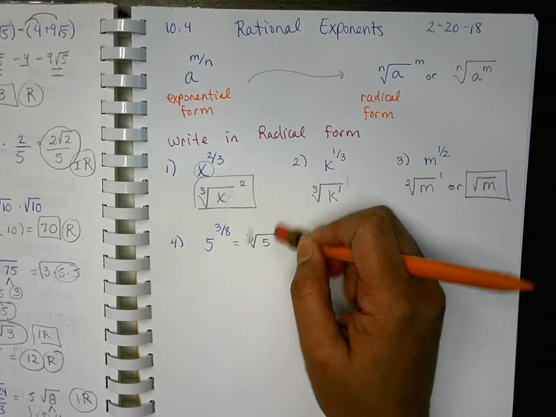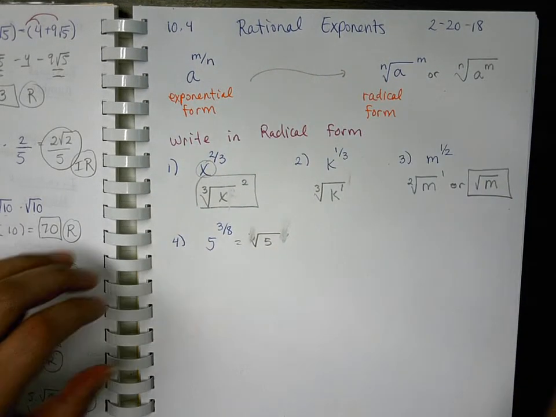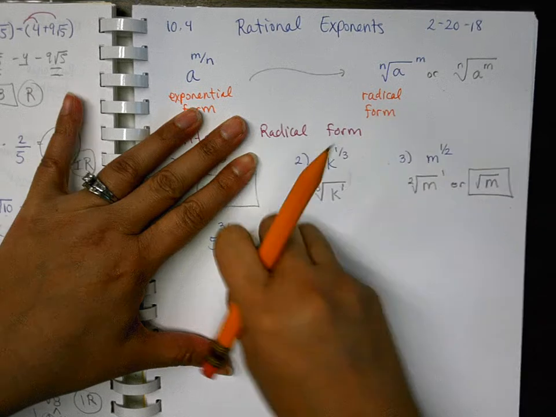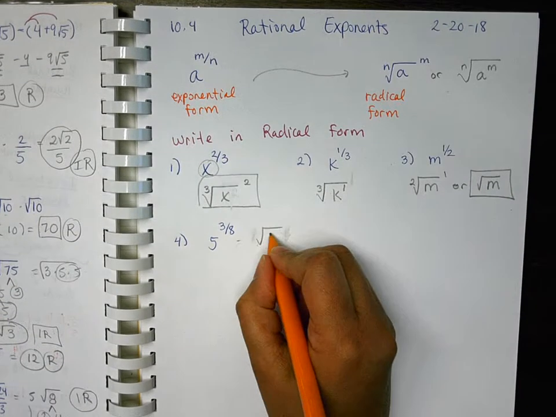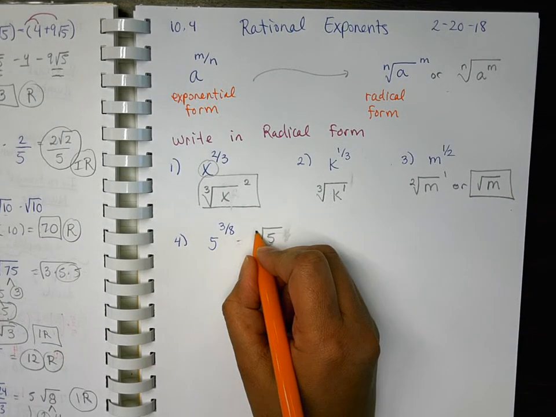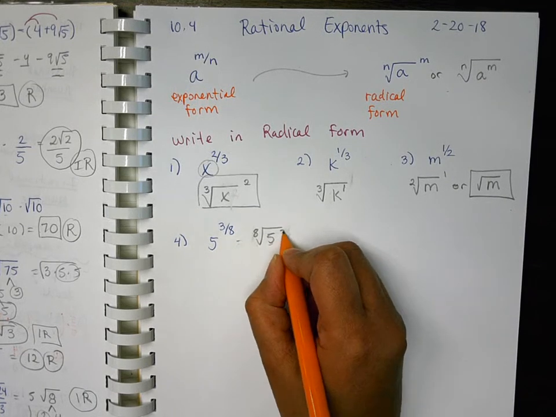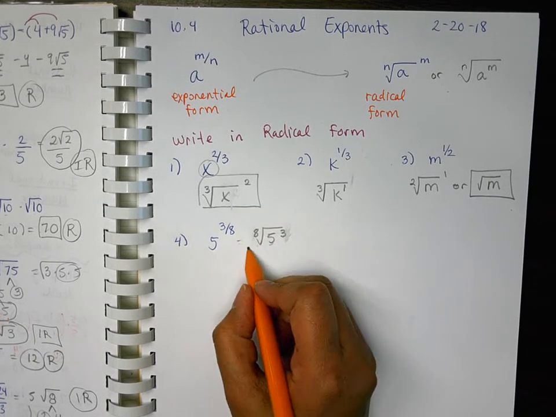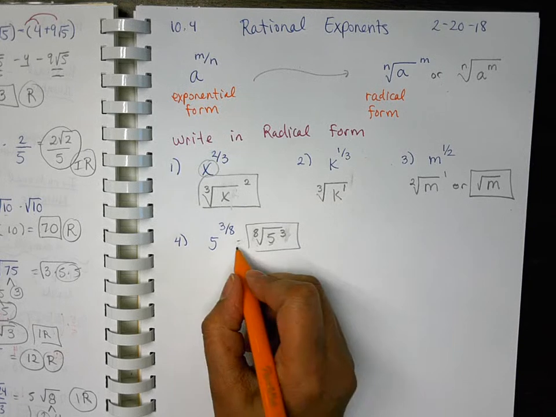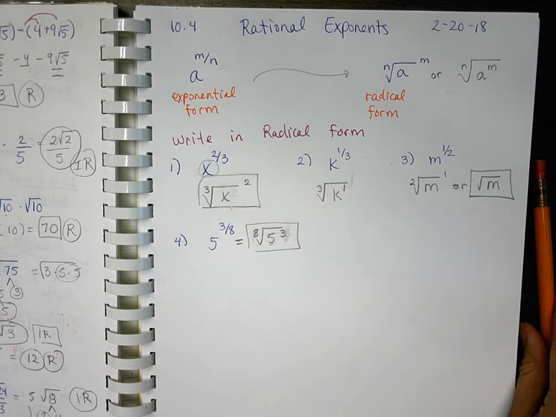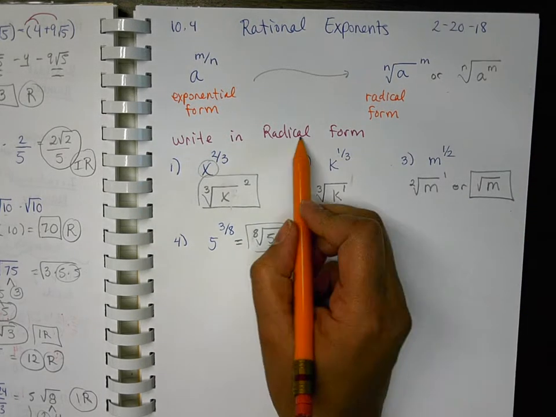All right. So what goes here? Let's rewrite it. Radical 5. What goes here? 8 and power 3. Does it matter where I write it? No. Inside or outside? Okay. Questions on writing in radical form?